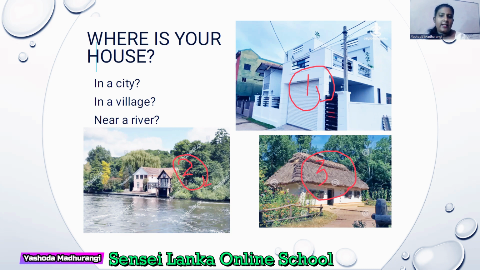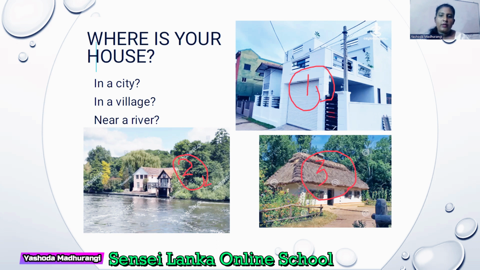And then the third one. It is in a village. You can understand. Look at the shape of the house. Look at the materials that they have used. The roof is thatched with some leaves, no roofing tiles. See, a lot of trees and other plants are there. A beautiful environment can be seen. So it is located in a village.